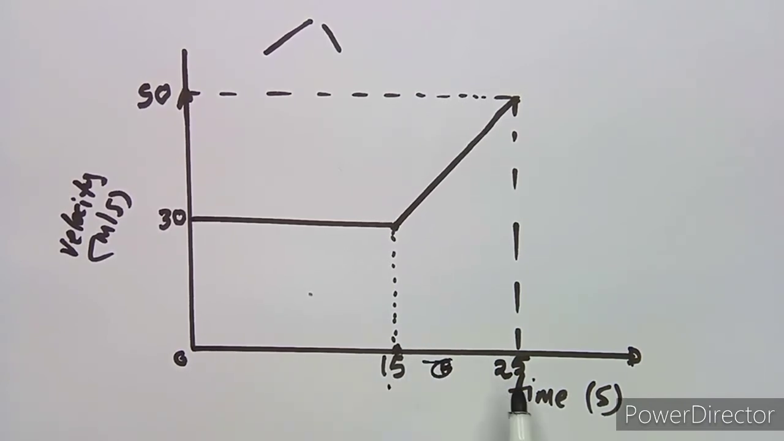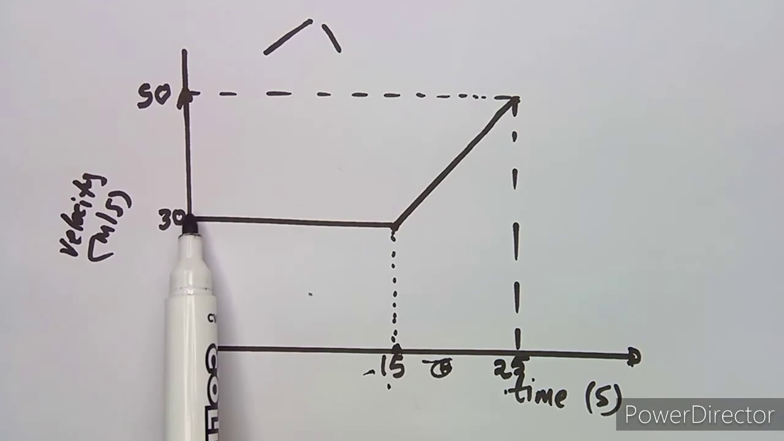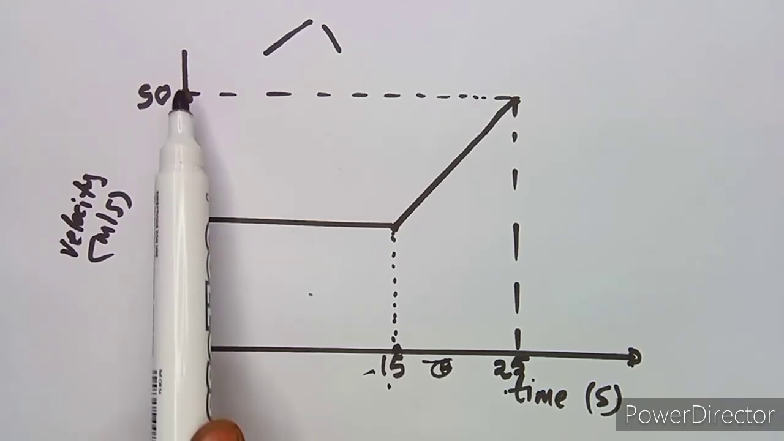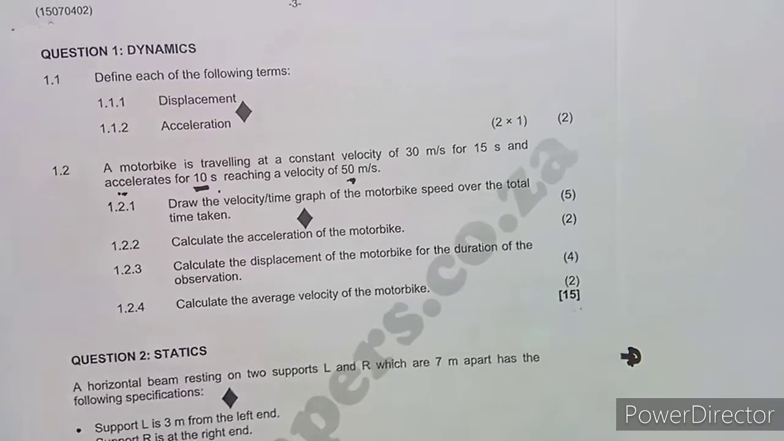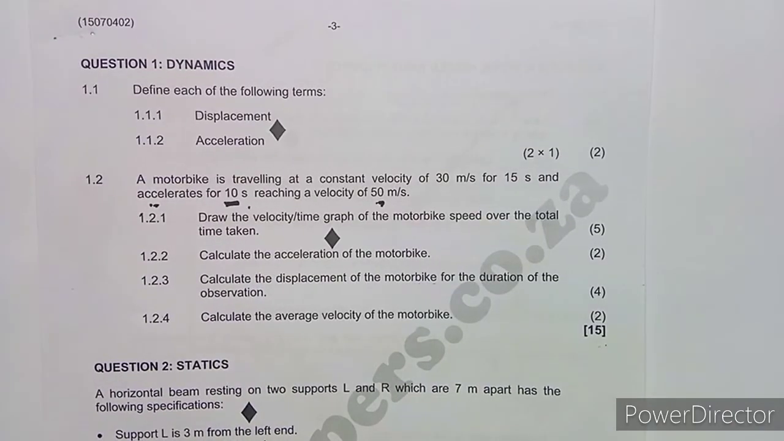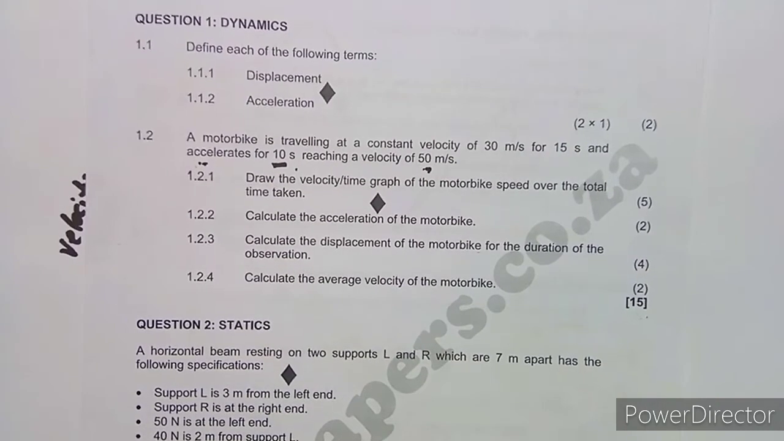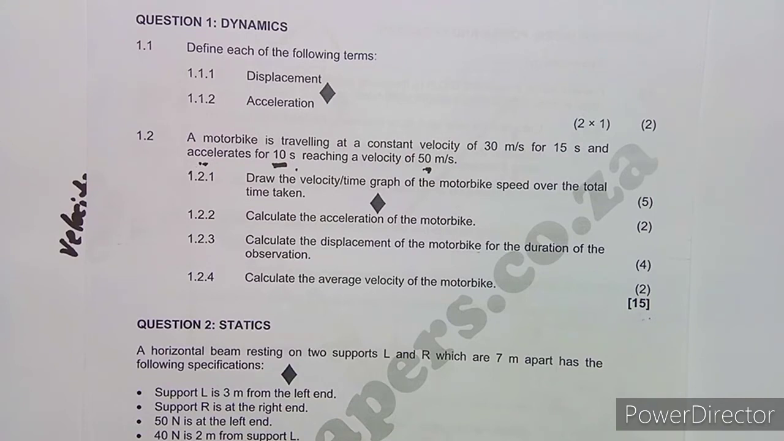So you indicate 15. These are the most important points to indicate: 0, 15, 25, the velocity of 30, and also the final velocity of 50. All right, so that is it, guys. You can actually obtain 5 marks for that. And also take note, all the sketches, the drawings that you shall have should be in pencil. That is what is important.